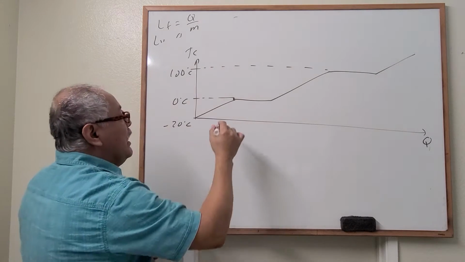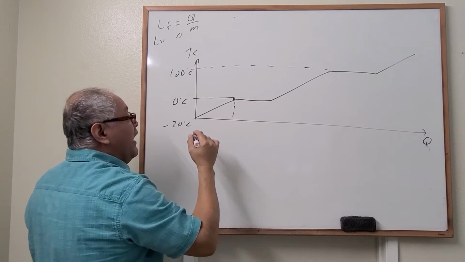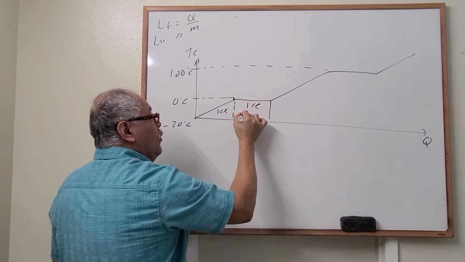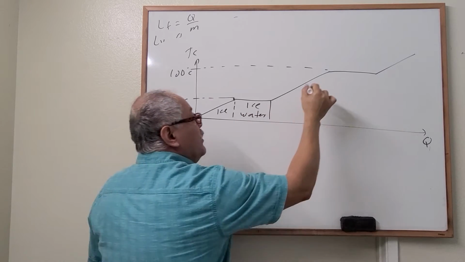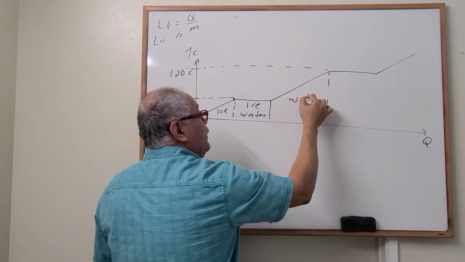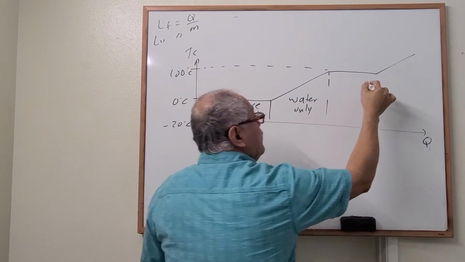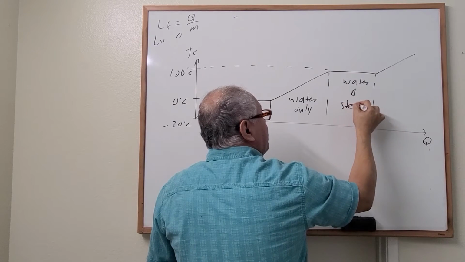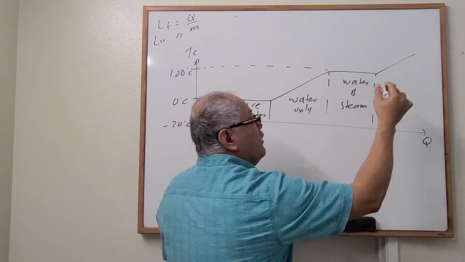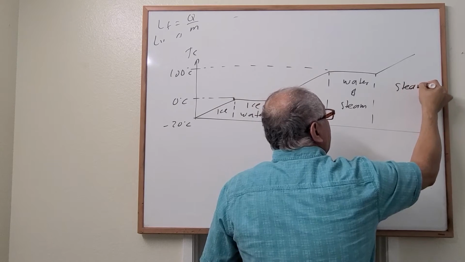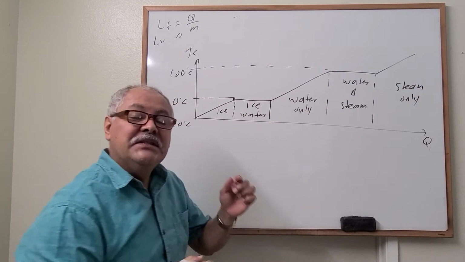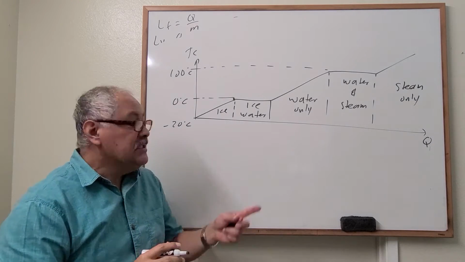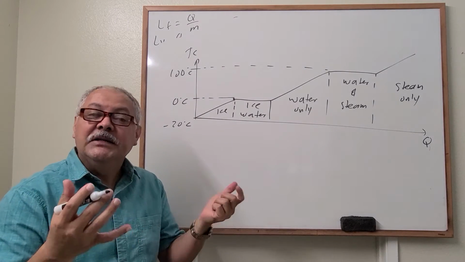Okay, let's see. On this stage, what do we have? We have ice only. Right here, we have ice and water, correct? Right here, we have water only. Right here, we have water and steam, right? And right here, we have steam only. Okay, these are all the stages that are followed for most substances. In this case, the simplest one is water.